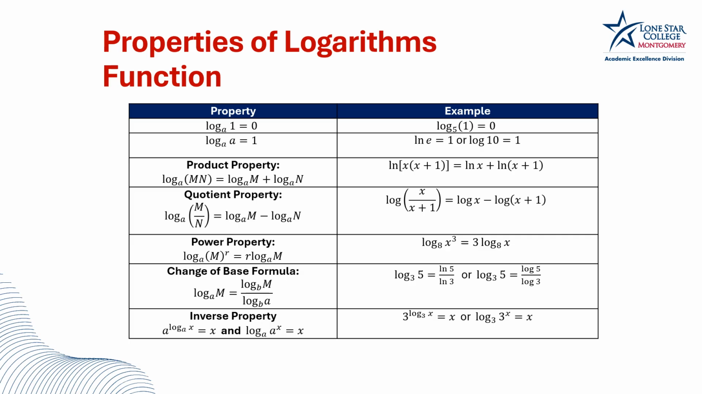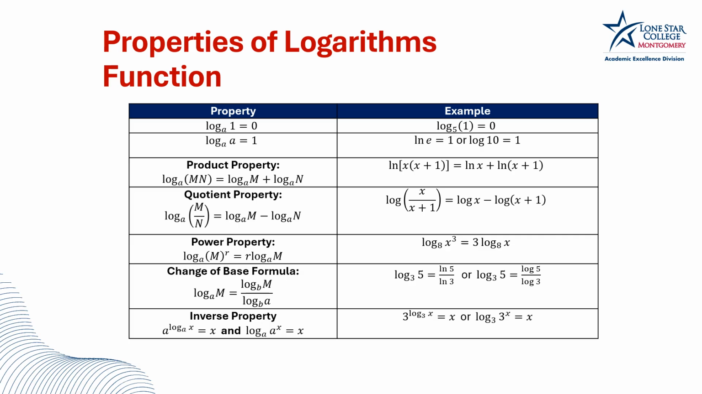So the product property basically says when you have log base a of m times n, you can write it as 2 log functions: log base a of m plus log base a of n. The same thing can be said for the quotient property. When you have log of m divided by n, you can turn that into log of m minus log of n. The power property says if you have log of m to the r power, you're allowed to move the r down to the front of the log function, or vice versa. So you can move the r up and down as you need it.